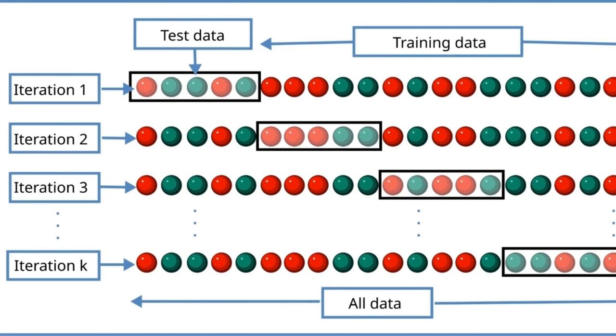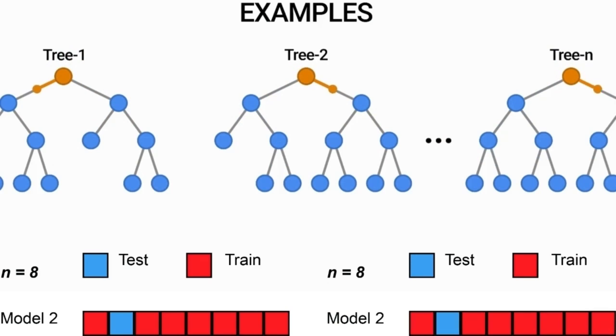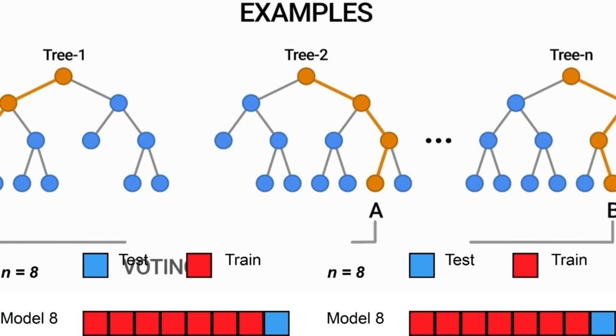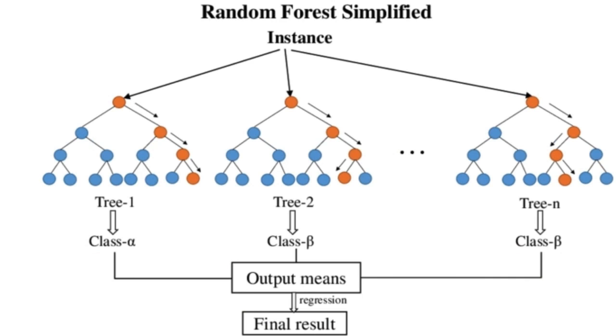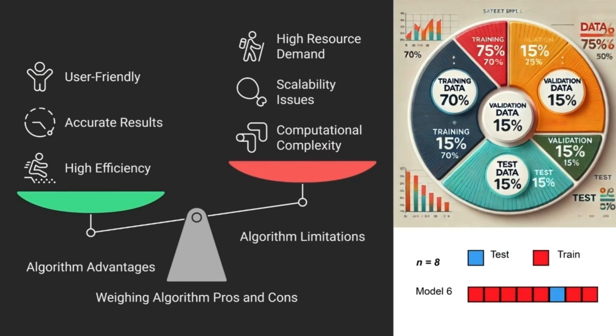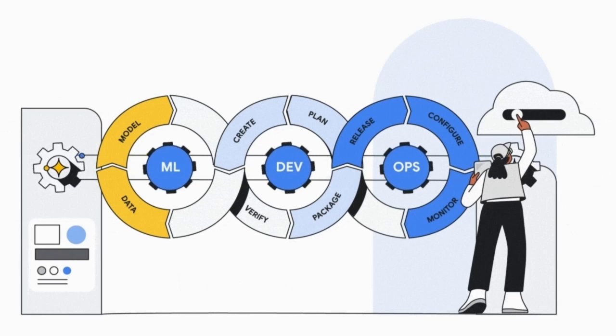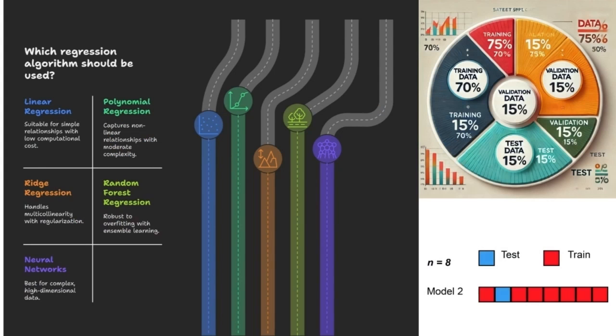Choosing the right algorithm is a critical step in supervised learning, as it directly impacts model performance and efficiency. For classification tasks, popular algorithms include logistic regression, decision trees, random forest, support vector machines (SVM), and neural networks. On the other hand, regression tasks can be tackled using linear regression, polynomial regression, ridge regression, random forest regression, and neural networks. The selection of an algorithm should be based on factors such as computational efficiency, data complexity, and scalability. A well-chosen model ensures accurate predictions while maintaining optimal performance for real-world applications.